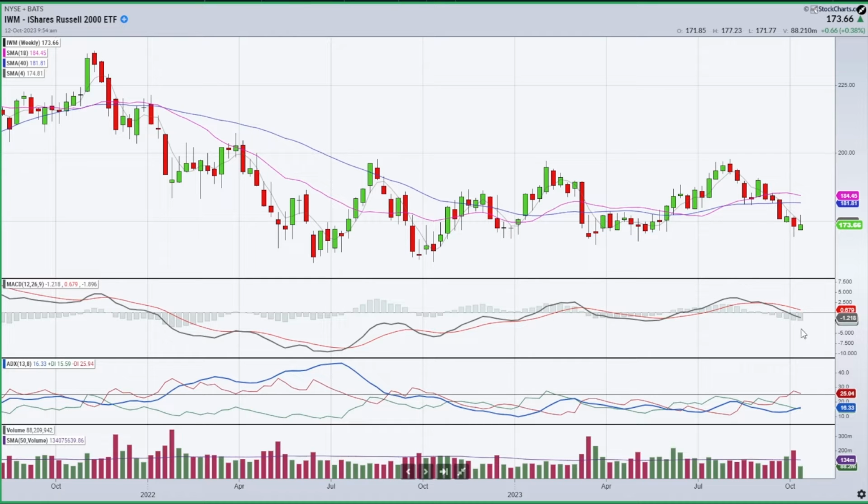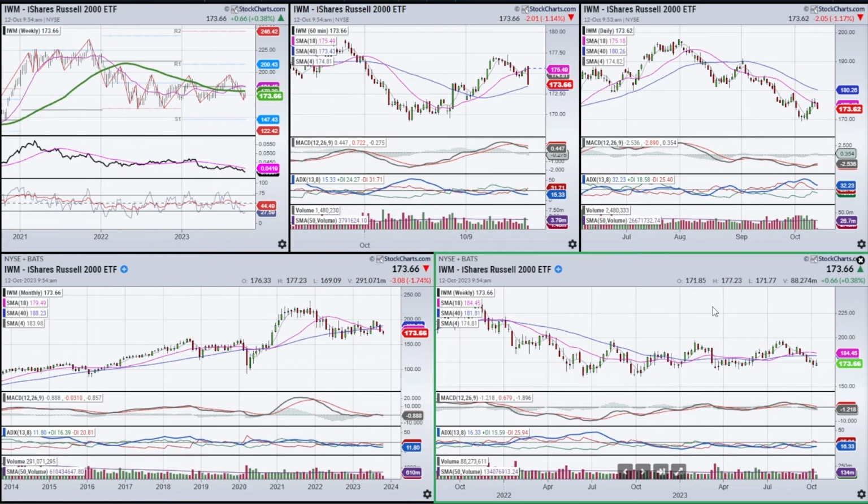It hasn't started to turn yet. We haven't seen a histogram improve. We'd like to see the histogram bar show some sign of improvement as well. But we're in the area of support. It's not like you can buy off of this, but you can use this to your advantage.